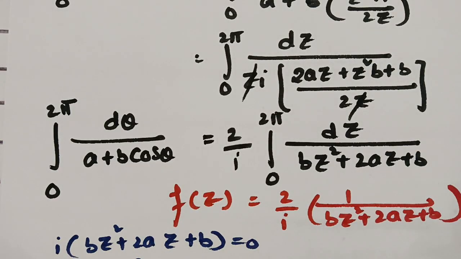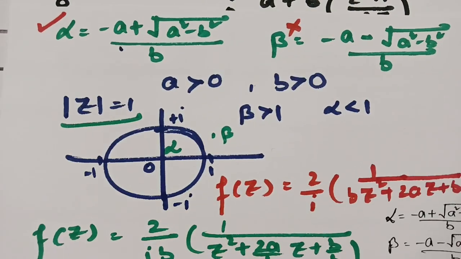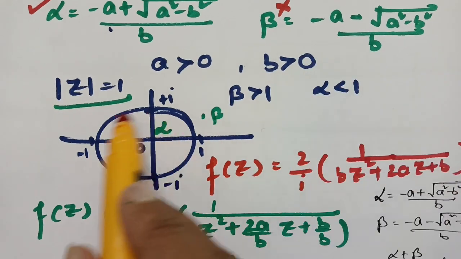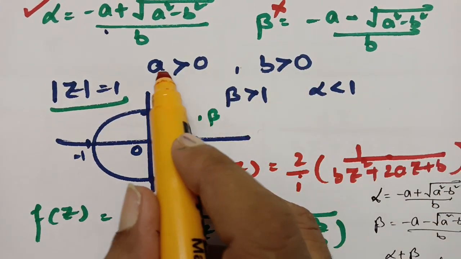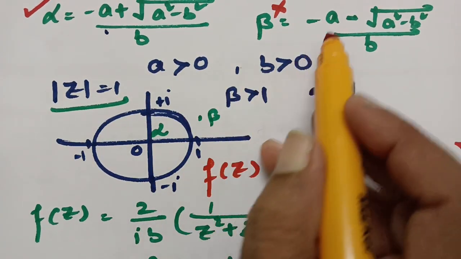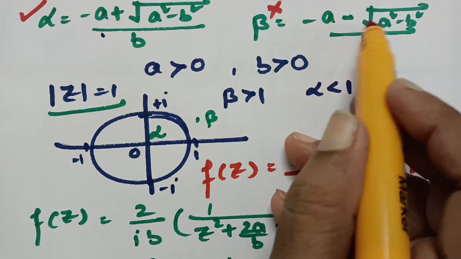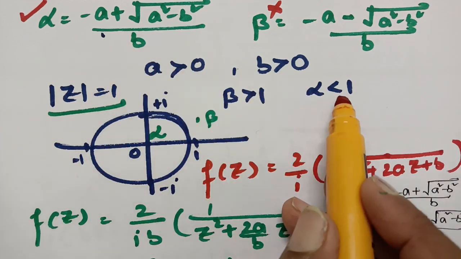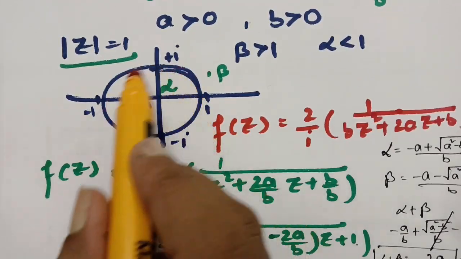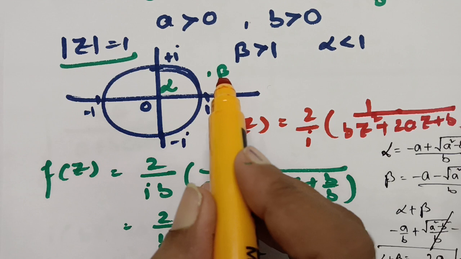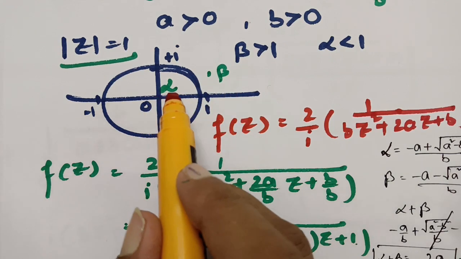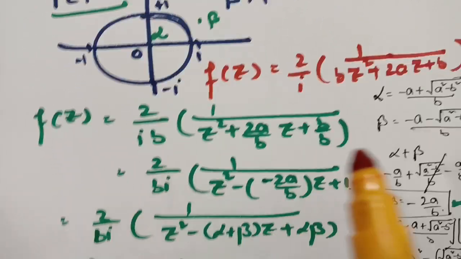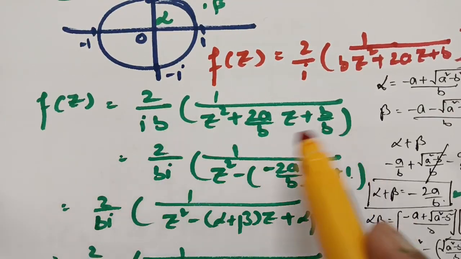So after getting the roots, we have to check whether the poles are inside or outside the circle. As it is a unit circle, and a is greater than 0 and b is also greater than 0, so both are greater than 0, so this will be greater than 1. So this will be greater than 1, and alpha will be less than 1. So alpha will be within the region, and beta will be outside the region. So we have to find the residue value for this. So residue value at alpha. As this is f of z, I am modifying this one.